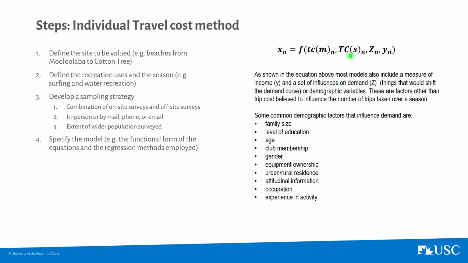So, the travel cost to substitute sites, which kinds of demographic characteristics. Will we collect information on family size, level of education and age, and whether or not people have experience in the activity that they're going to undertake? All of these potentially could shift their demand for trips or visits to that site in a particular year. And of course, we collect income and so on. So we define that functional form.